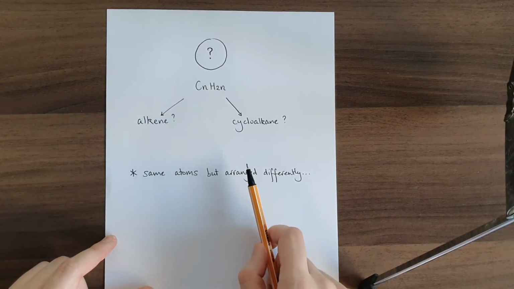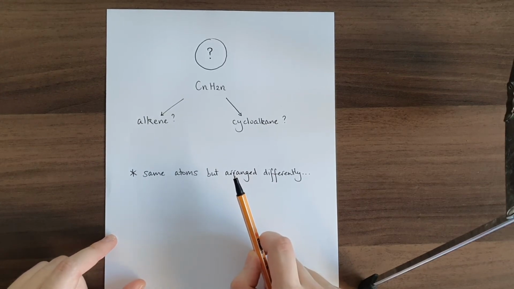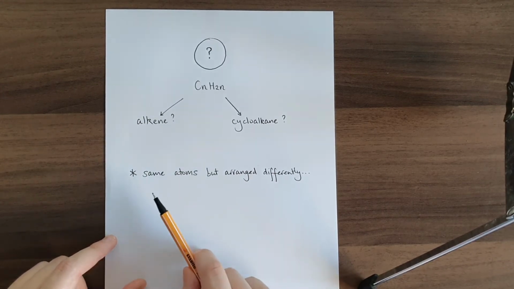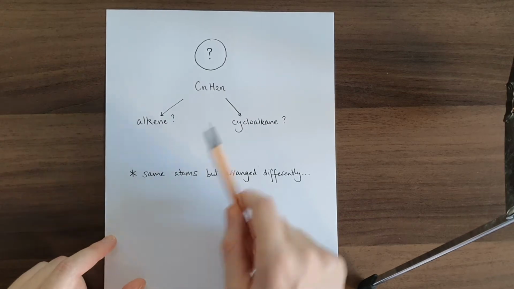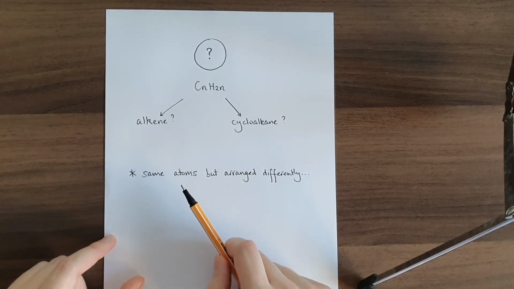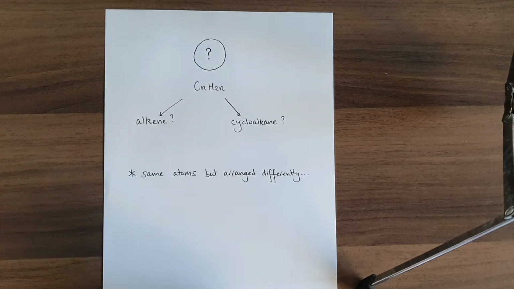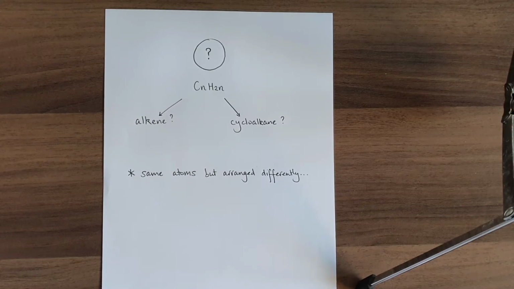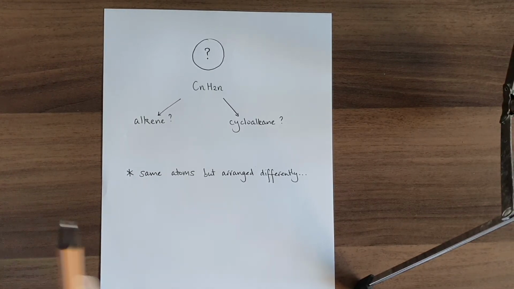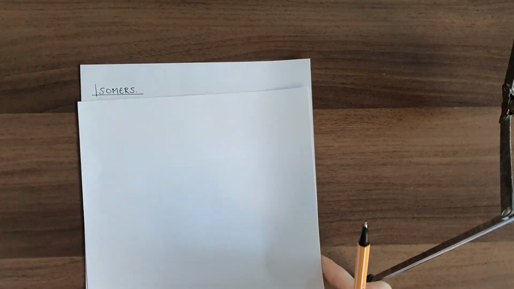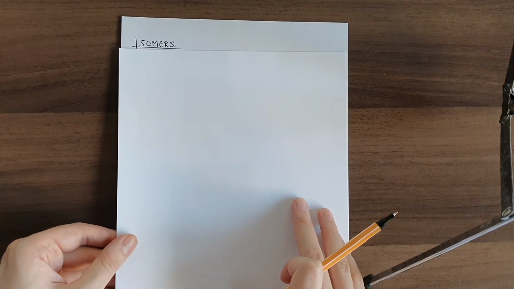Because what we're left with in this situation is molecules, compounds that have the same atoms, the same number of carbons, the same number of hydrogens, but they're just arranged slightly differently. They have a different structure. And in chemistry, as I mentioned in the previous video, this happens all the time. This is a very common phenomenon. And the word that we use to describe pairs of compounds, pairs of molecules, sets of molecules that behave like this are called isomers.